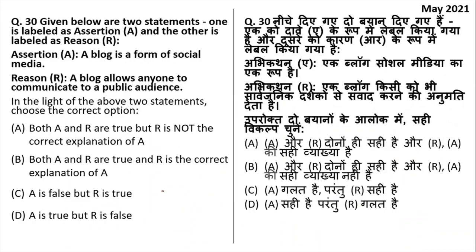Next question. Assertion says blog is a form of social media. Yes, this is true. A blog allows anyone to communicate to a public audience. Yes, this is also true. So, in this question, both are correct. Assertion and reason are true, and R is the correct explanation of A. So, B is the right answer.